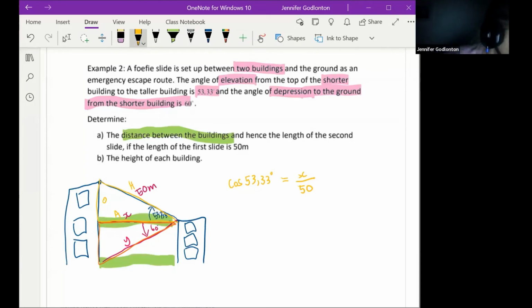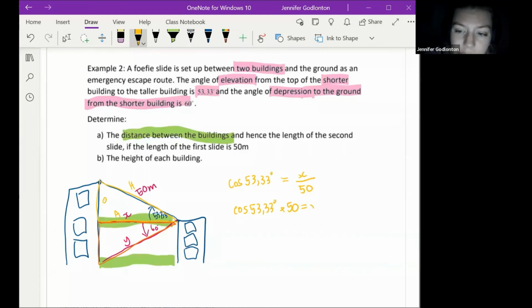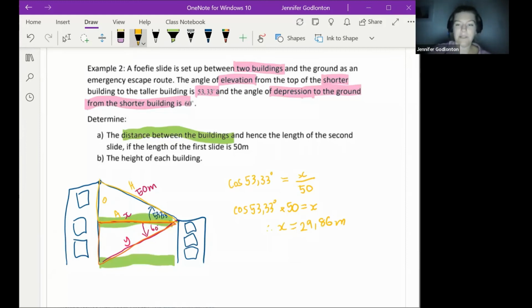Now, they haven't asked us to round this off to a whole number, so I would keep this as 2 decimal places. Unless they ask us to round it off to a whole number, don't. So all we're going to do here is say cos 53,33 degrees times 50 is equal to x, and that means that x is equal to 29,96 meters. So very well done to those of you who got 29,9, even those of you who got 30, because you just rounded off to a whole number, which is, I understand why you did that.